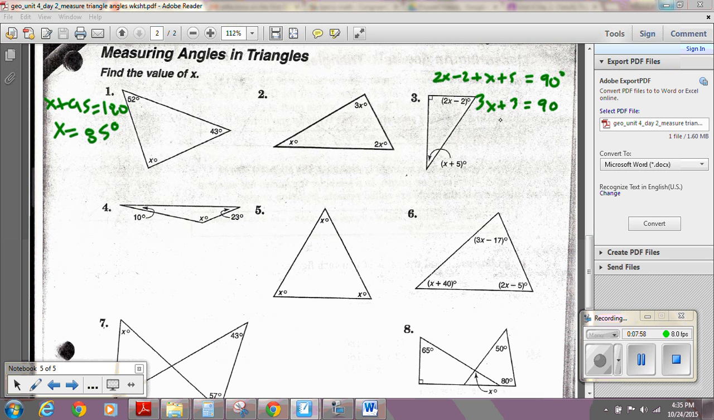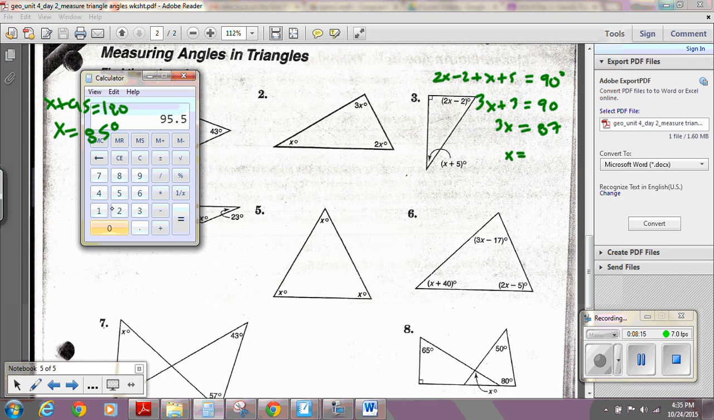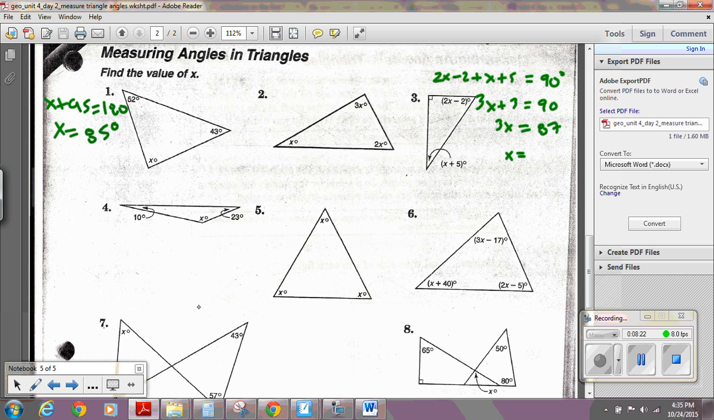Subtract 3 from both sides. 3x equals 87. And divide both sides by 3. So x would equal 87 divided by 3. Let's get our handy dandy calculator. 29. And we don't need the degree symbol this time because x is not the whole angle. X is part of the angle.